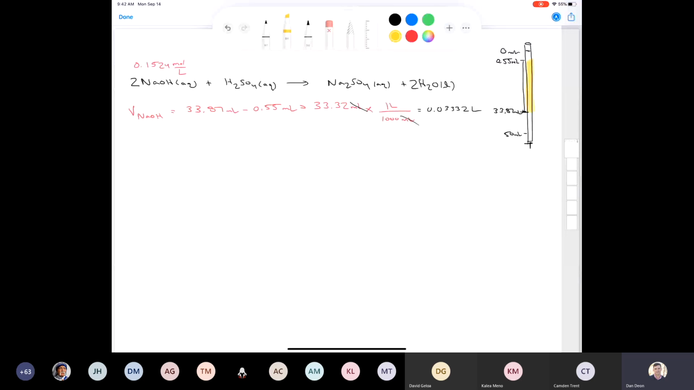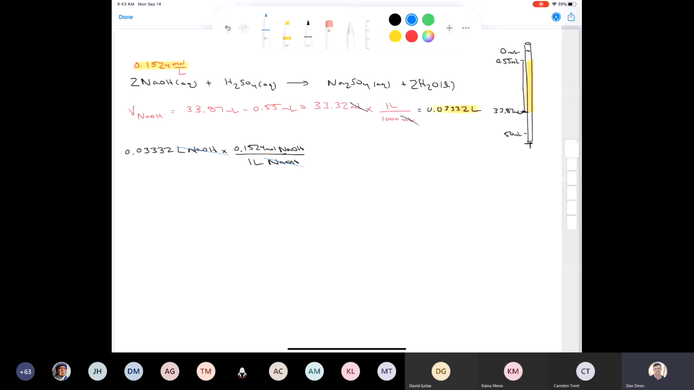Well, look. Now we've got the concentration of our sodium hydroxide, and we have the volume of our sodium hydroxide. Can we figure out the number of moles of sodium hydroxide? You bet we can. So let's do some dimensional analysis here. We're starting with 0.03332 liters of sodium hydroxide. We know that we have 0.1524 moles of sodium hydroxide in 1 liter of sodium hydroxide. If we were to stop right here, we would cancel out liters of sodium hydroxide, and we'd have the number of moles of sodium hydroxide.